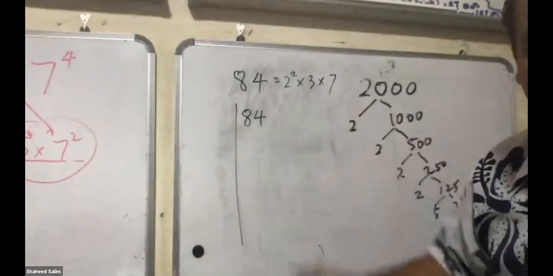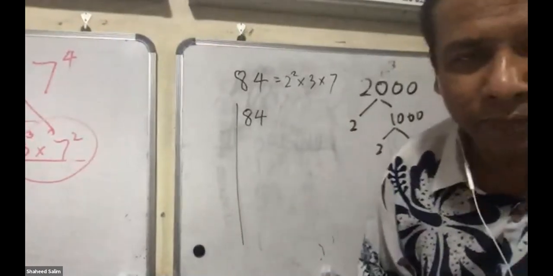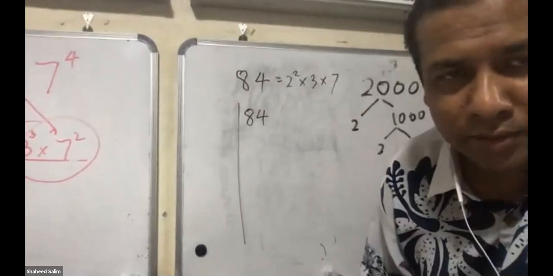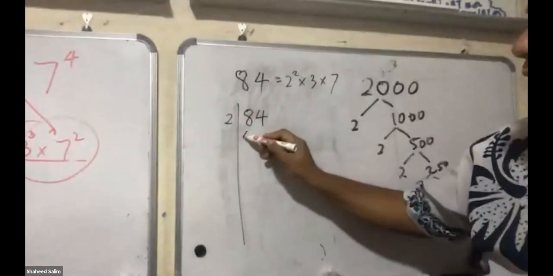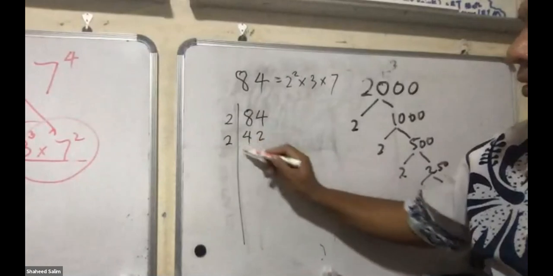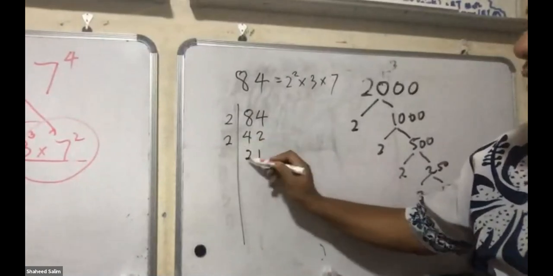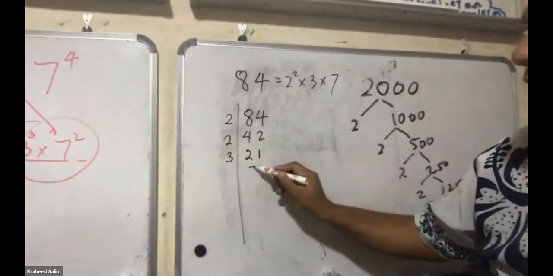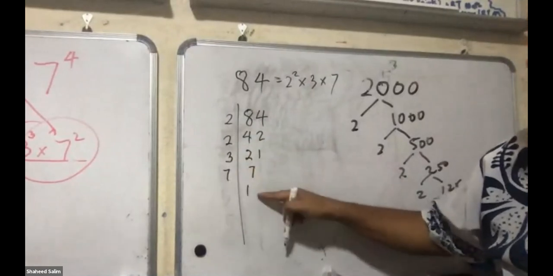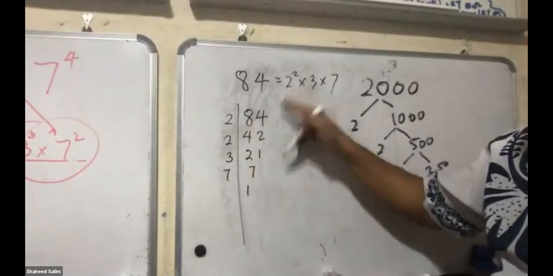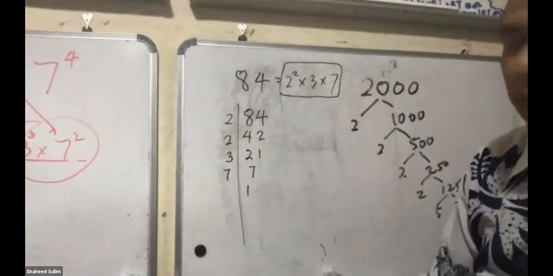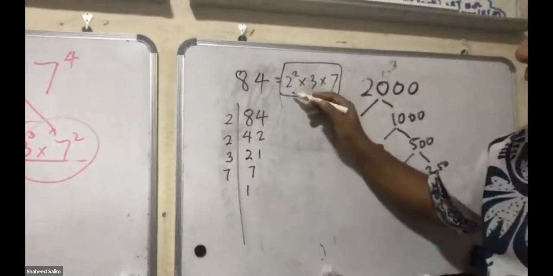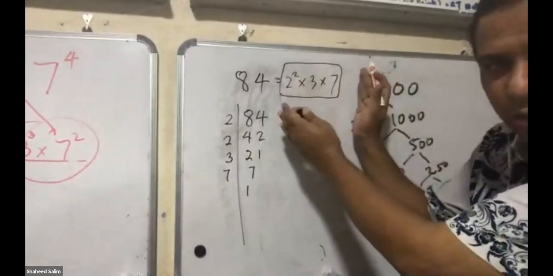Okay. Ryan, come, we do together. Have you gotten it, Ryan? Same. Okay. So now we try divide by 2 first. Divide by 2, you get 42. Divide by 2 some more, you get 21. Cannot divide by 2, can divide by 3, you get 7. Then divide by 7, you get 1. You must get 1 here. Then 2 to the power of 2 times 3 times 7. This is your index notation.